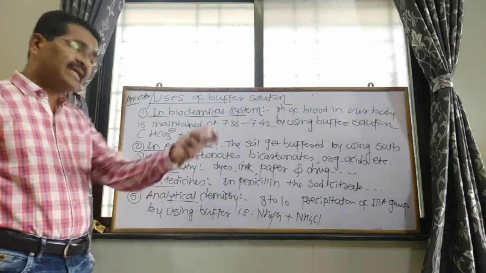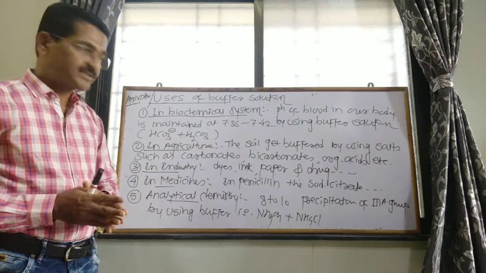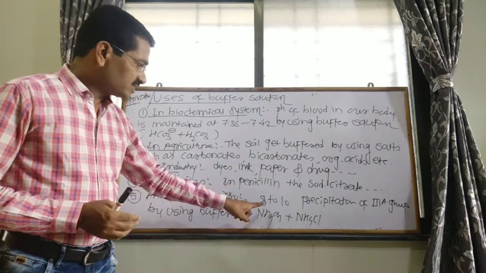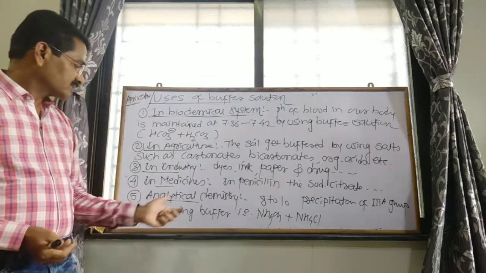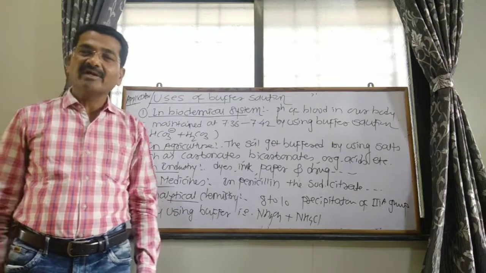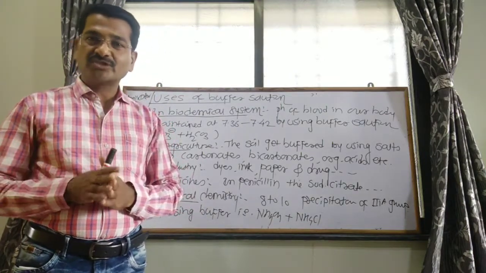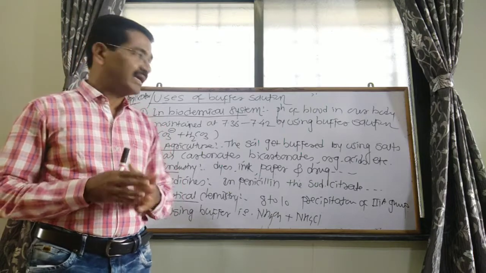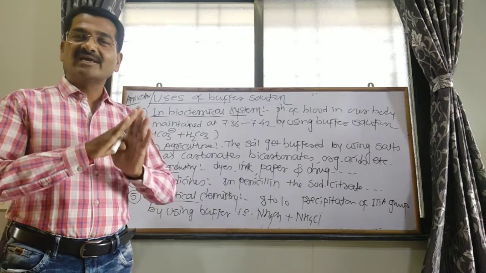And last, in analytical chemistry, that is qualitative analysis, for pH 8 to 10, precipitation of group 3A radicals is done by using a buffer solution such as ammonium hydroxide and ammonium chloride. So here, the types of buffer solution, properties of buffer solution, the mechanism of acidic and basic buffer, and uses of buffer solution are completed.